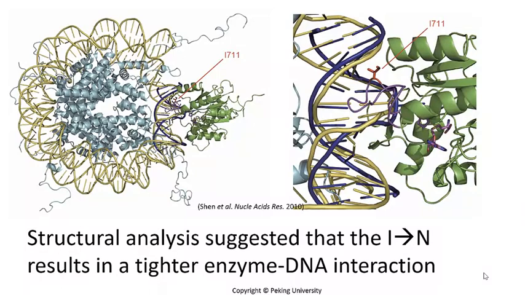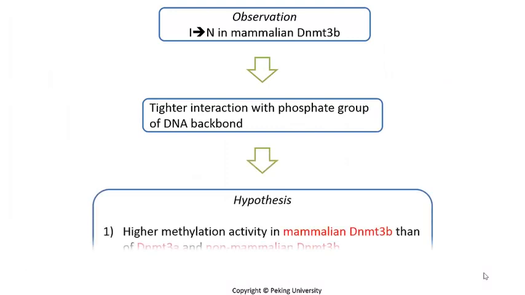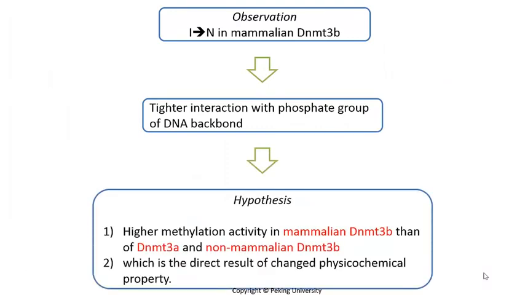Based on this, we guess that the substitution from isoleucine to asparagine in mammalian DNMT3B results in changes in physical and chemical properties. It thus enables DNMT3B to get stronger methylation activity compared to DNMT3A and non-mammalian DNMT3B. This part of work is mainly done by Li Shen in Professor Gang Pei's research team. Now he is a research fellow in Harvard University.